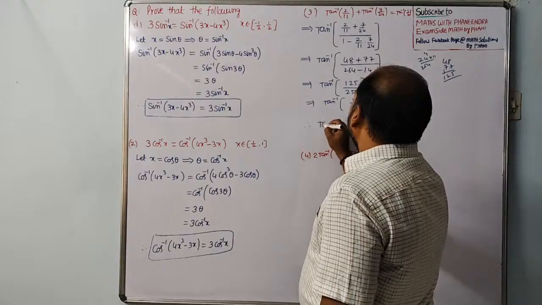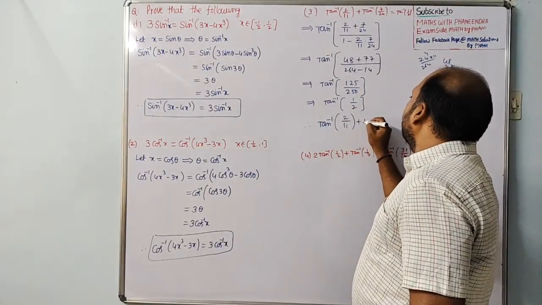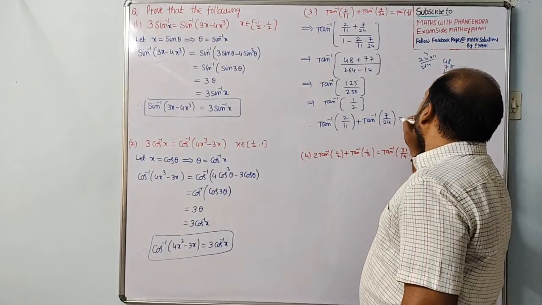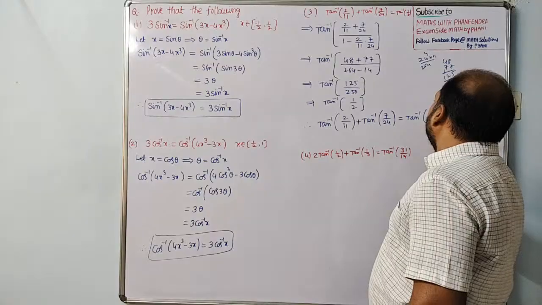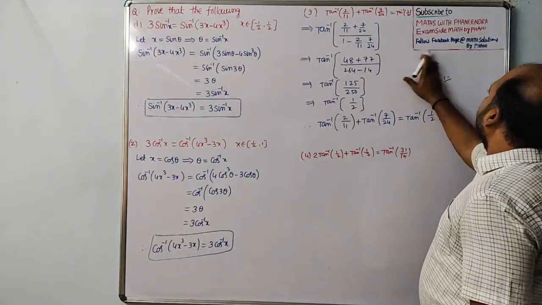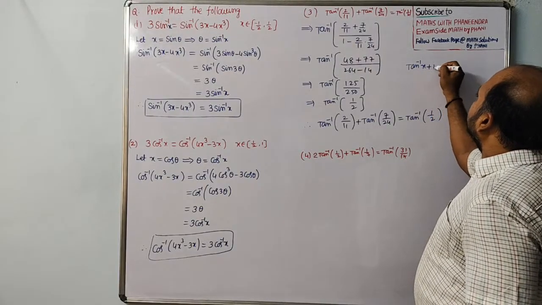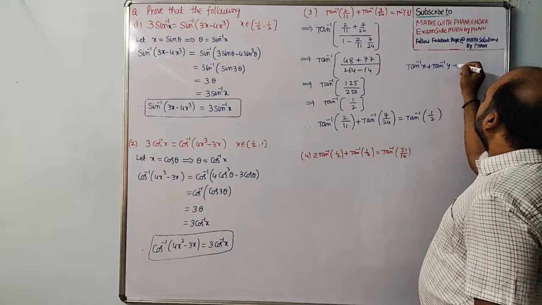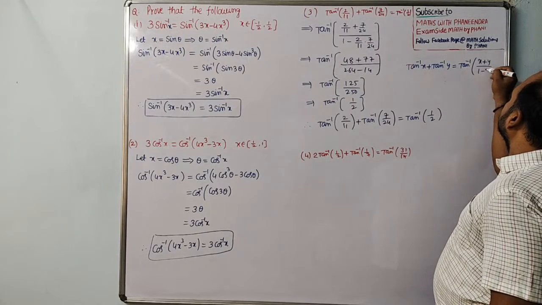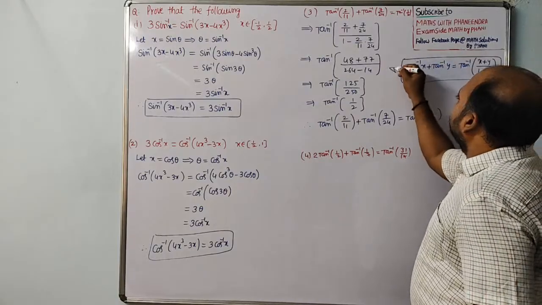Therefore, tan inverse of 2 by 11 plus tan inverse of 7 by 24 is equal to tan inverse of 1 by 2. Here which formula did we apply? We applied the formula tan inverse x plus tan inverse y is equal to tan inverse of x plus y by 1 minus xy. Okay, dear students, I hope you understand.